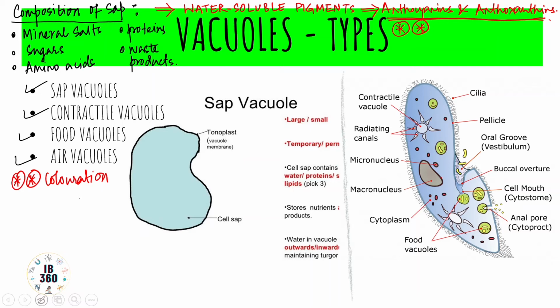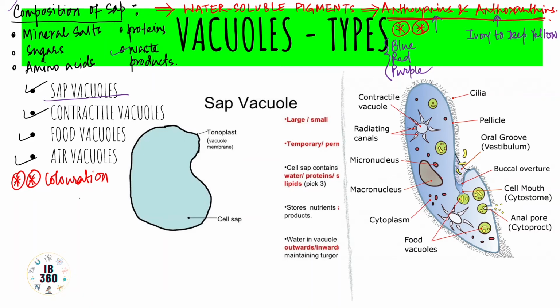So they provide blue, red, purple colors to the cell, and the others from ivory to deep yellow. Very important constituent of the sap inside the sap vacuoles. Other than anthocyanins, obviously we have the proteins, esters, amino acids, waste products, and some crystalline deposits may also occur, as I said.